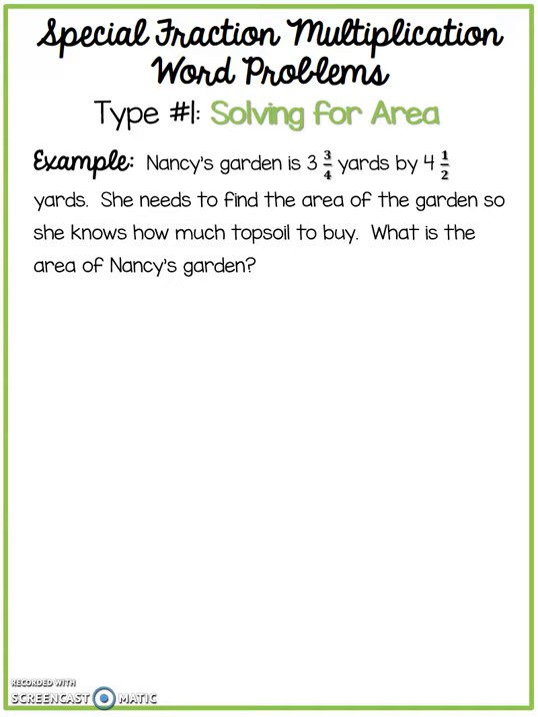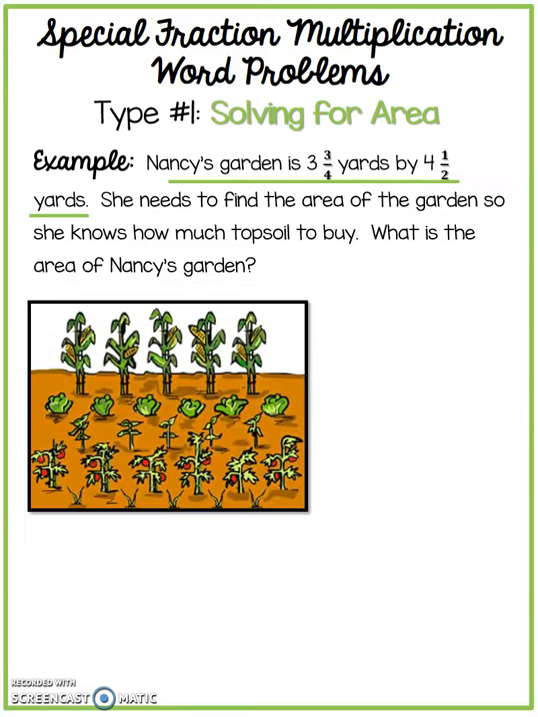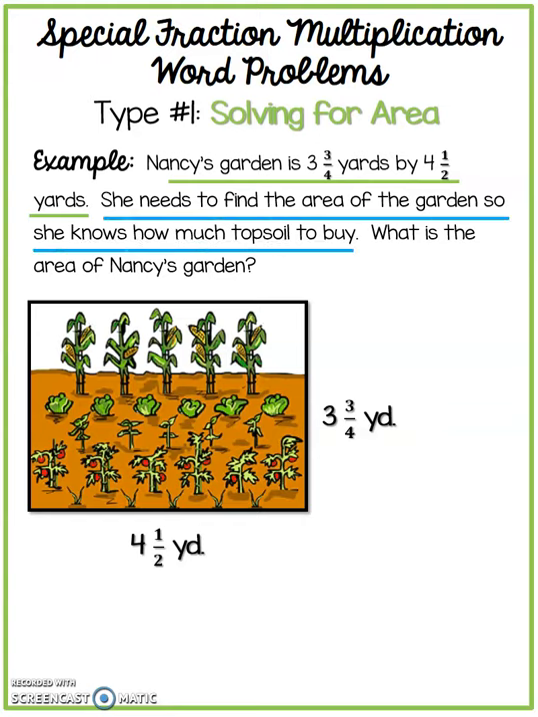So let's go through line by line to find the pieces that will help us solve this question. First, Nancy's garden is 3 3/4 yards by 4 1/2 yards. So I'm picturing that garden and I can tell that the side length is 3 3/4 yards and the bottom length is 4 1/2 yards. Next, she needs to find the area of the garden so she knows how much topsoil to buy. I remember from last year that area means the same thing as finding the length times the width. It's giving us all that space on the inside. So this is a huge clue that I'm going to need to multiply those two dimensions.